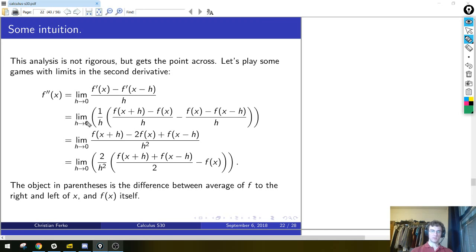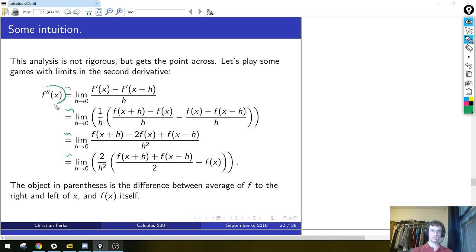So this calculation I'm about to do, I should really put quotation marks around all the equal signs, because this is not rigorous. I could prove this if I wanted to, I'm not going to. These are equal up to the fact that I'm being sketchy. But anyway, if you're willing to brush some things under the rug, I want to play a game with the second derivative to convince you of something.